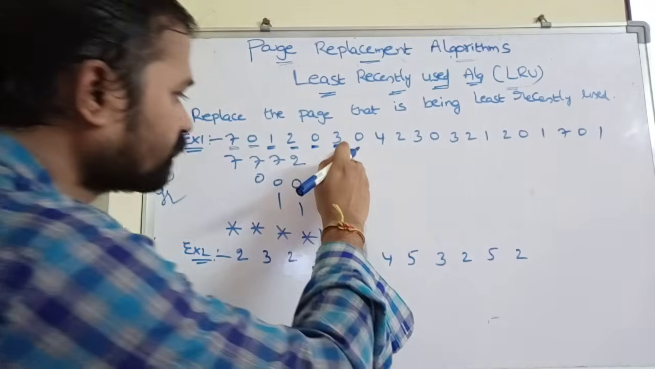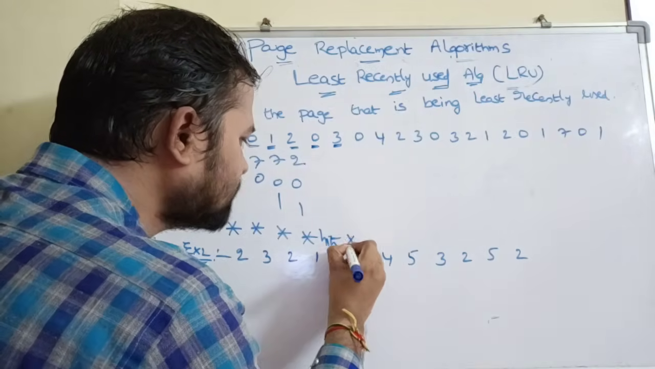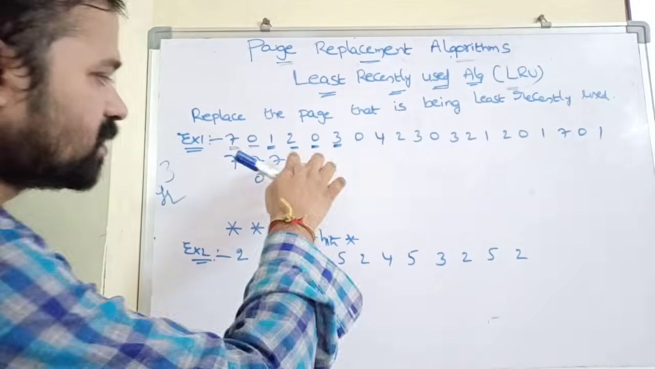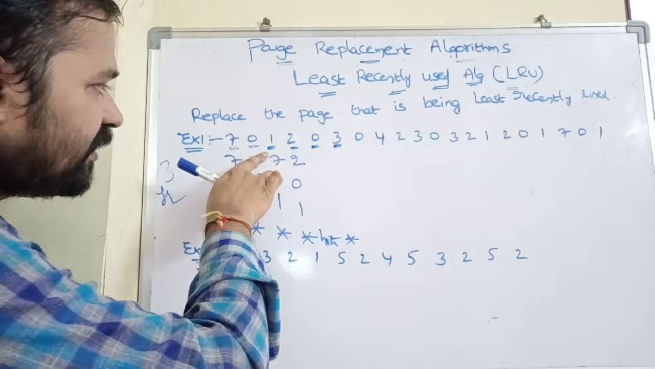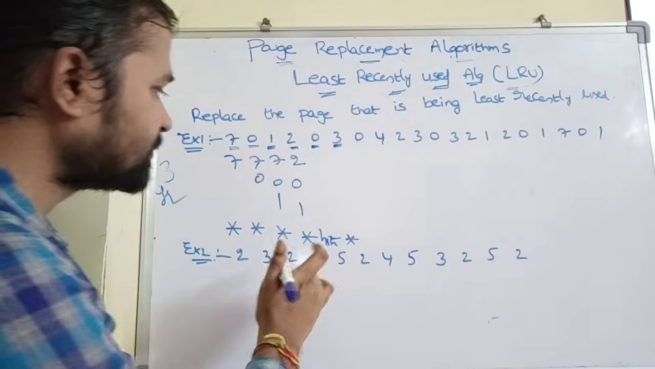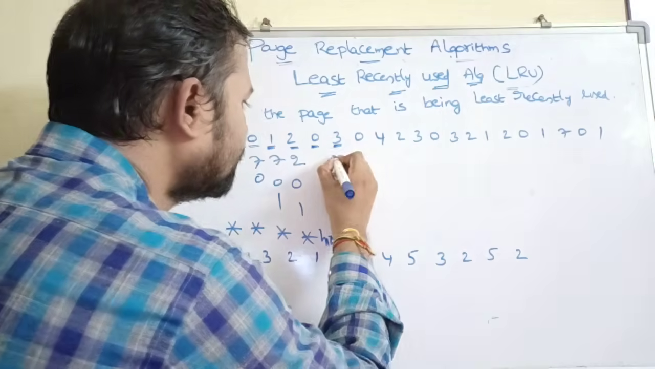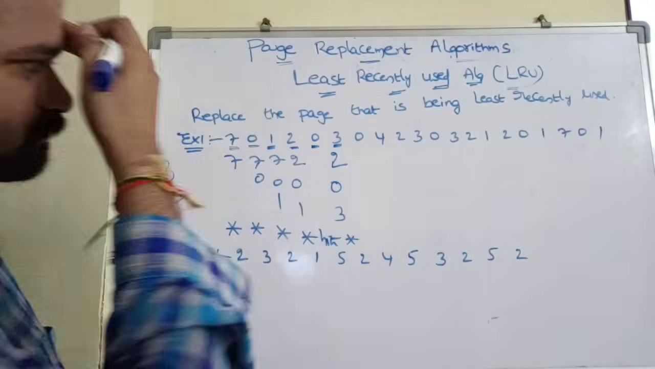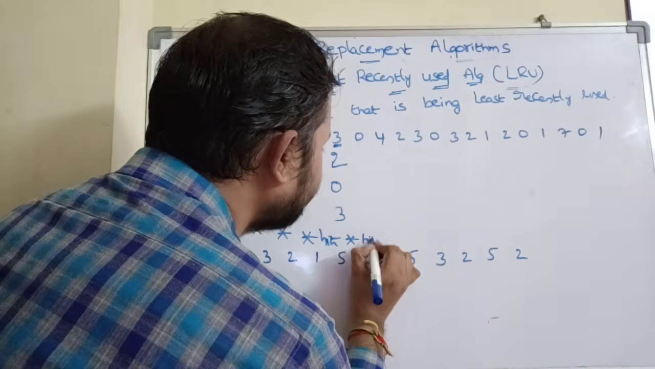Next 3. But here the 3 is not present in the main memory. So there is a page fault. But here the main memory is full. So which page we have to replace? Out of 2, 0, 1, 0 is the most recently used page, whereas 1 is the least recently used page. So 1 should be replaced here. So in place of 1 we will get 3. Next remaining pages as it is. So 2, 0. Next 0, already present in the main memory. So there is a hit.